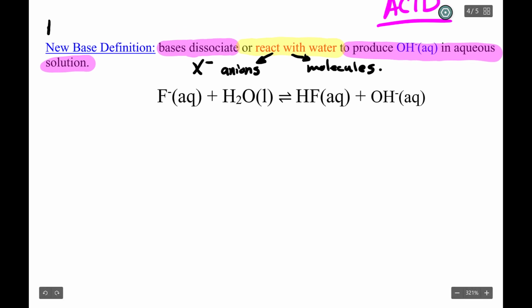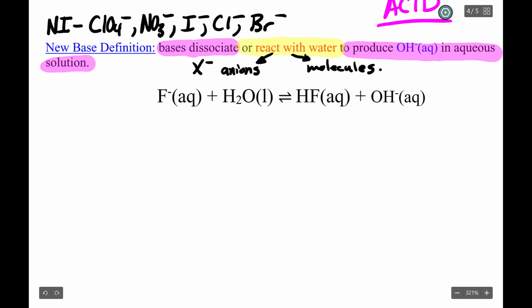So just as a quick review, the neutral ions in a neutral ionic compound would include 5 of the 6 conjugates of strong acids. So neutral ionic anions would be ClO4 minus perchlorate, nitrate, NO3 minus, iodide ion, chloride ion, and bromide ion. So these would be exceptions to this anion rule. These anions will always be neutral. I'm basically talking about all other anions.